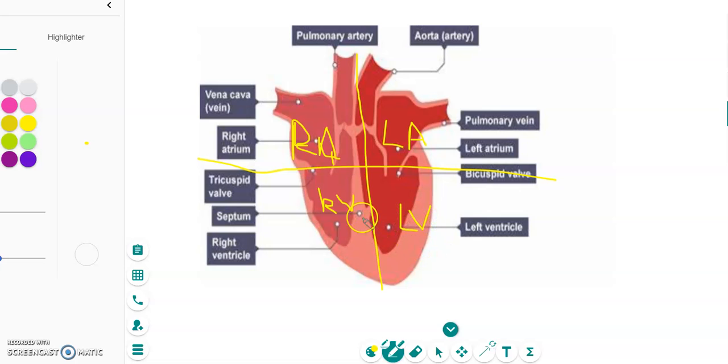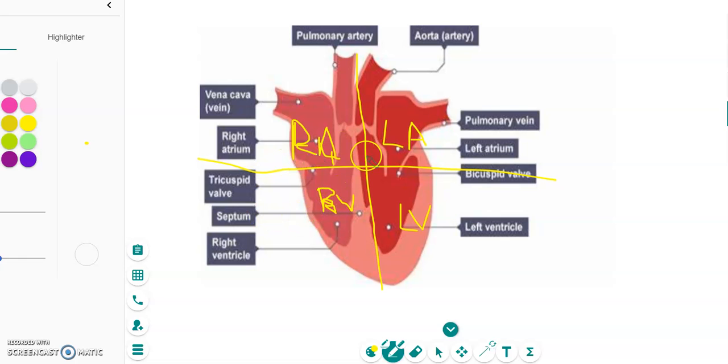Whereas the left ventricle is responsible for pumping blood to the rest of the body, so it needs to be more muscular so that it can generate enough pressure and enough force to pump blood to the rest of the body. So that's why the left ventricle is more muscular than the right, and that's a common exam question, so it just might be useful to know.